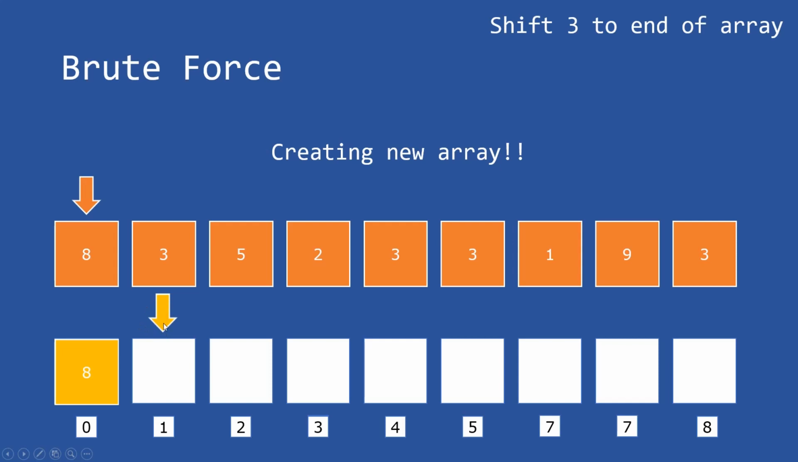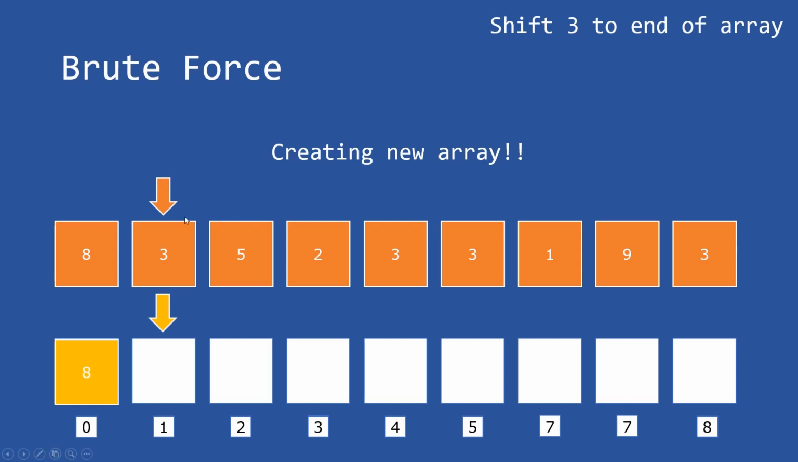Basically, this means that now whenever you want to place a new element in this new array, you have to place it at this position. That's why we are incrementing this pointer. Okay, now let's move to the next element. Check, is this element not 3? No, this element is 3. So we will not do anything at this place.